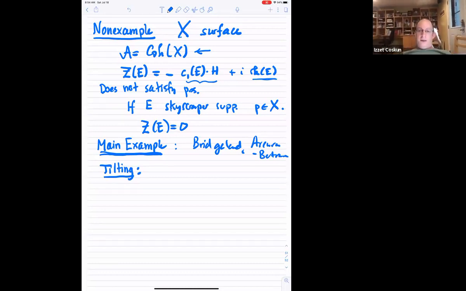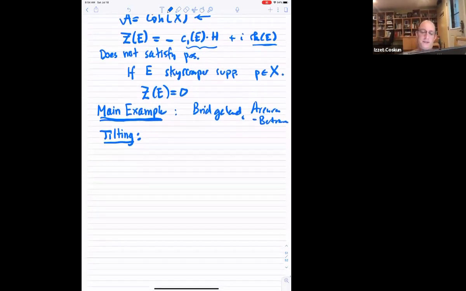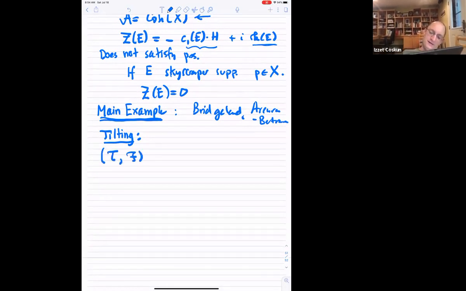Okay, so let me tell you what that is, and it's like this. Say that you have a torsion pair. So now what's a torsion pair? So that we have T and F. So A is an abelian category. So this thing is a torsion pair.